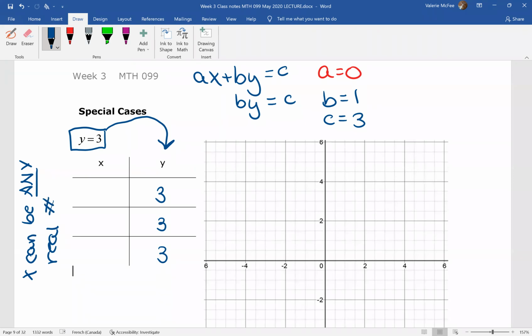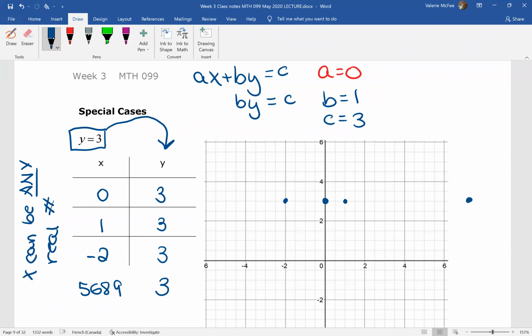That means that we can let X equal 0. We can let X equal 1. We can let X equal 2. We could let X equal 5,689, and Y will still be 3. In fact, instead of 2 here, let's make it a -2. So then we can graph 0, 3, 1, 3, -2, 3. I don't know, 5,689, 3. That's way down here somewhere.